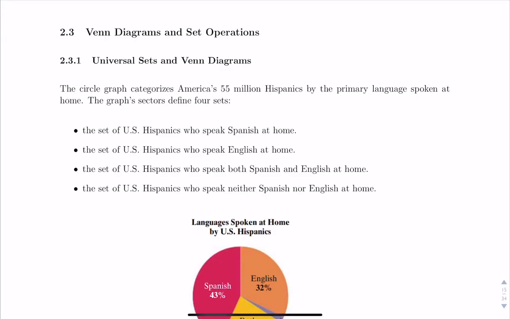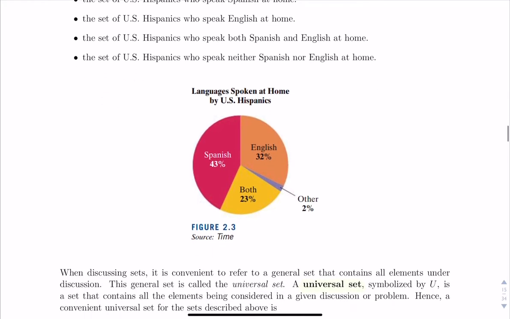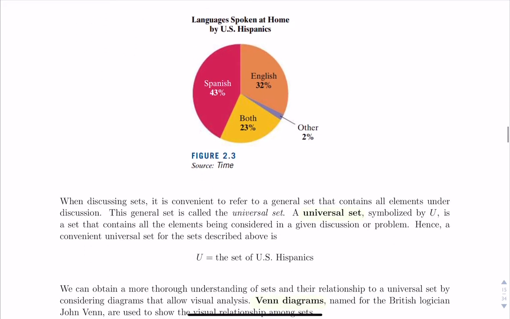2.3 is about Venn diagrams and set operations. The circle graph categorizes America's 55 million Hispanics by the primary language spoken at home. The graph's sectors define 4 sets: the set of U.S. Hispanics who speak Spanish at home, the set of U.S. Hispanics who speak English at home, the set of U.S. Hispanics who speak both Spanish and English at home, and the set of U.S. Hispanics who speak neither Spanish nor English at home. And so you can see the percentage of these 4 sections of U.S. Hispanics and the languages they speak at home in the circle graph.